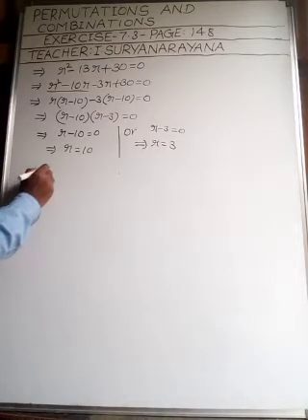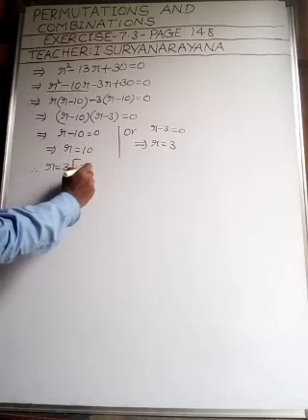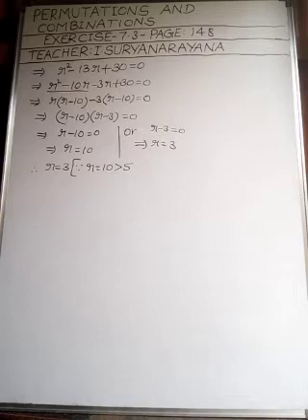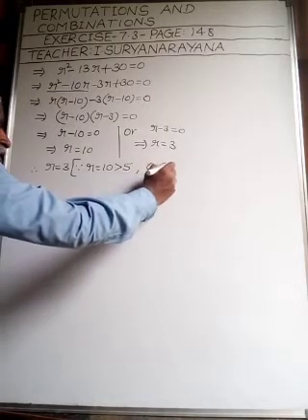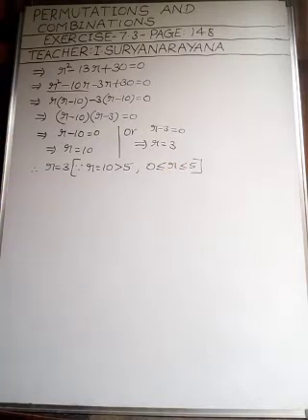Therefore r is not equal to 10, because it is greater than 5. Okay, my children, we should not take that r value. r value should be greater than or equal to 0 and less than or equal to 5 only, not more than 5. Understood this step, my children? Right.